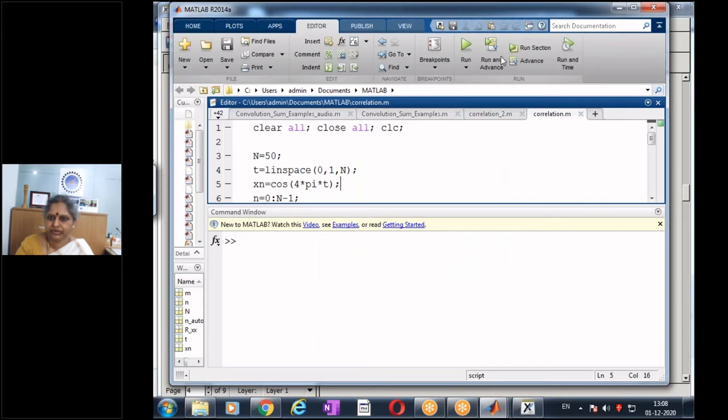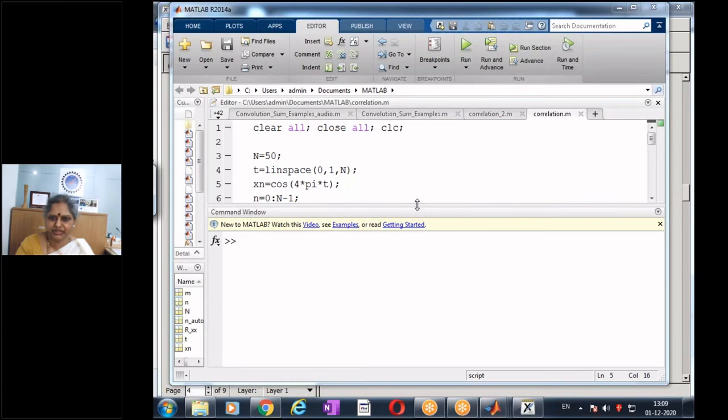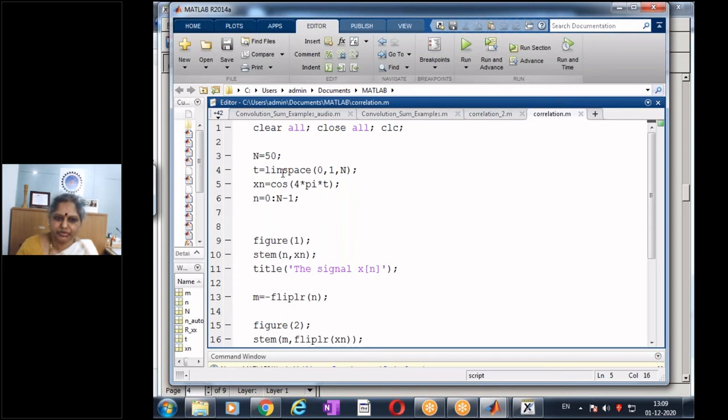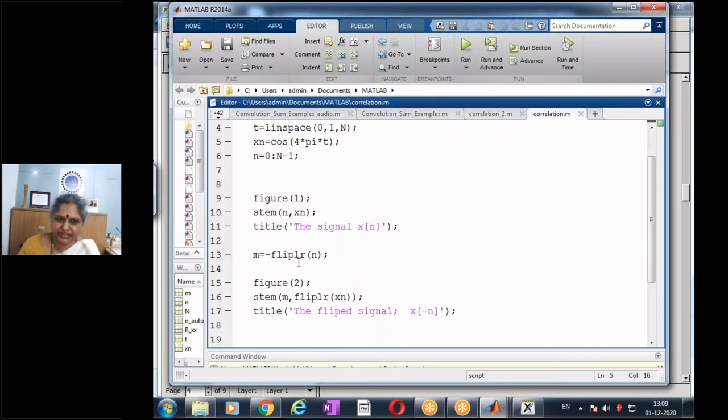Here, instead of taking a simple sequence, I'm trying to compute the autocorrelation of a cosine signal. So I'm taking my cosine function and computing the cosine signal here. I'm just defining 50 values in the interval of 0 to 1. I'm taking a cos function. This is my signal xn. Then I'm also trying to flip it. So I'm flipping the signal xn, and then I plot the flipped signal.